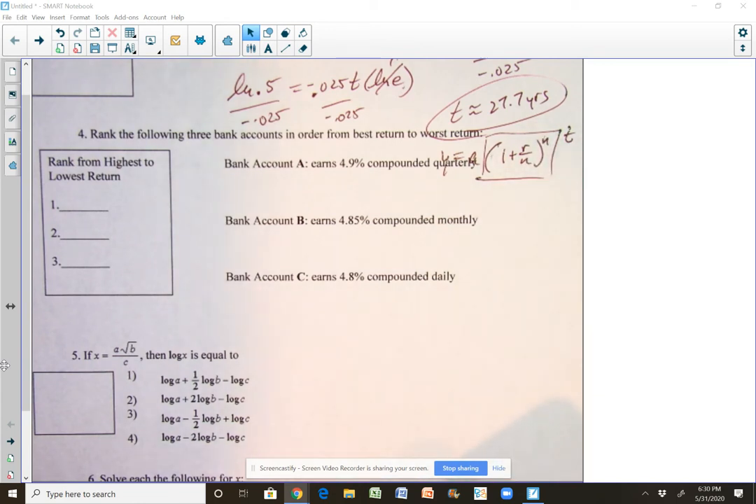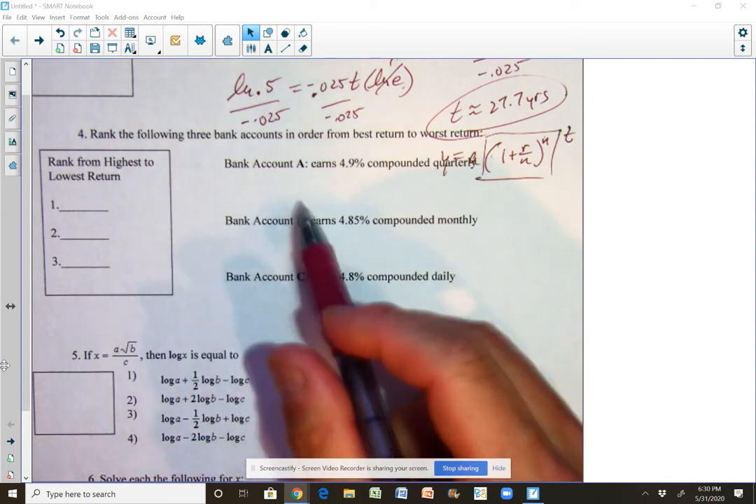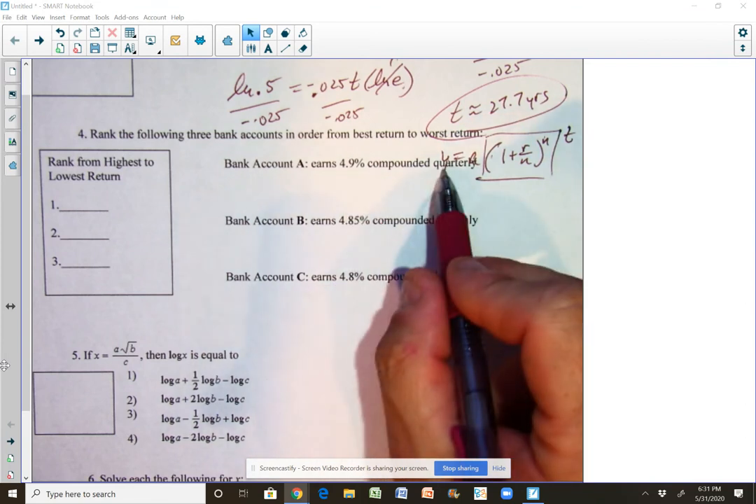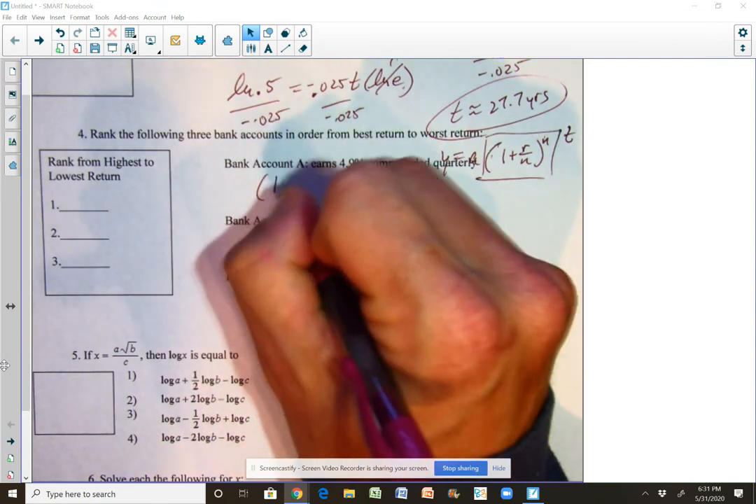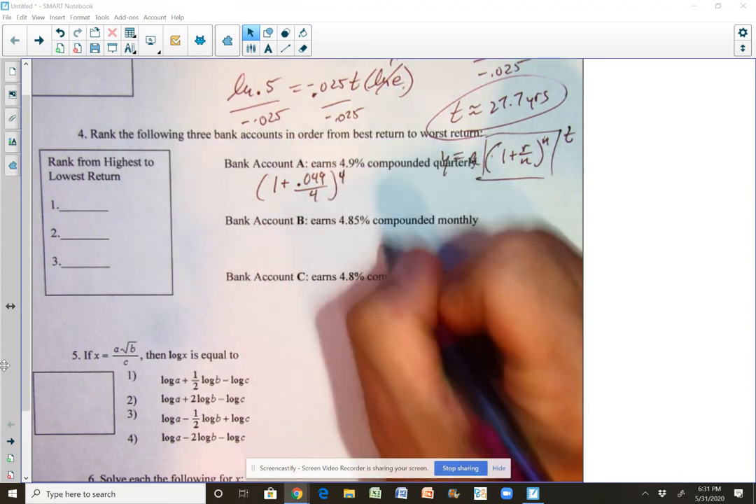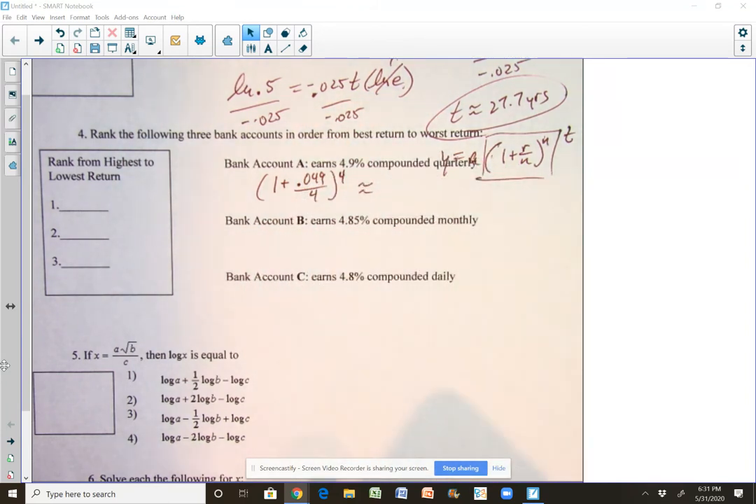What does that turn out to be? Because that's going to tell you what the rate of return is each year, and then you can rank them for which one is best. So for the first one, 4.9% compounded quarterly, it's going to turn out to be 1 plus 0.049 over 4 to the fourth. And you can find out the approximate decimal there.